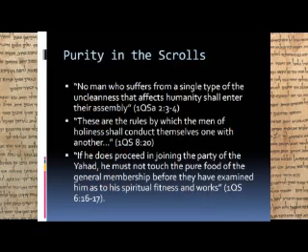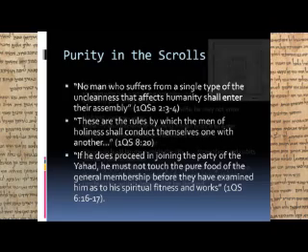When we turn to some of the scrolls themselves, especially the Tzerech Yachad, purity is a major issue. "No man who suffers from a single type of the uncleanness that affects humanity shall enter their assembly. These are the rules by which the men of holiness shall conduct themselves one with another." And a series of rules follows. "If he does proceed in joining the party of the Yachad, he must not touch the pure food of the general membership before they have examined him as to his spiritual fitness and works."